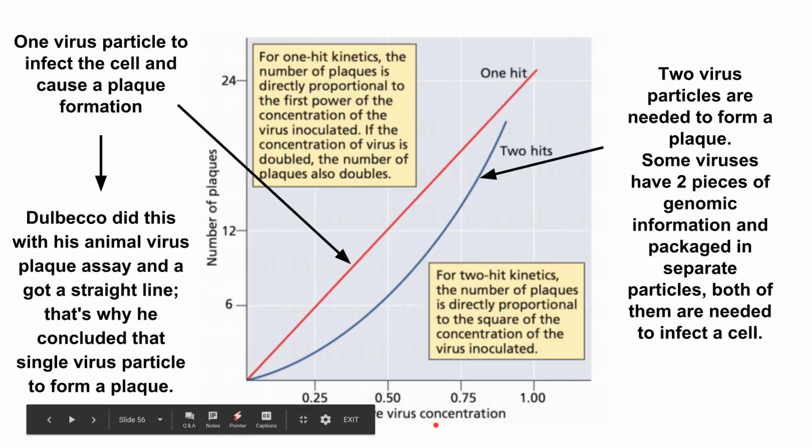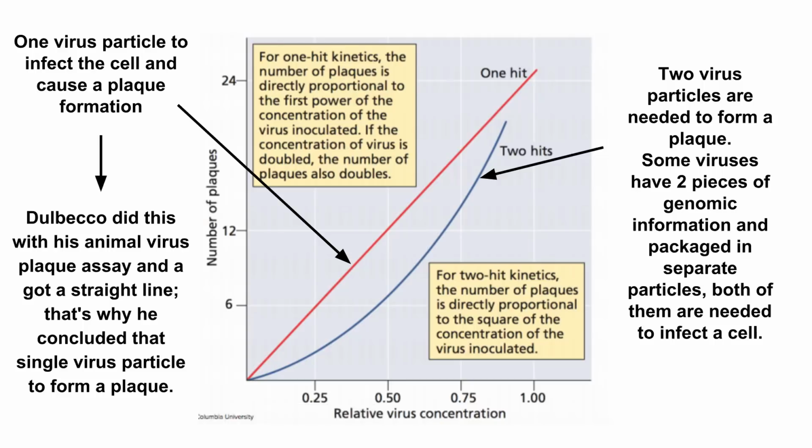على x axis عندي virus concentration شايفين؟ actually مكتوب relative virus concentration relative. وعلى y axis عندي number of plaques. Now you can correlate them to each other. إذا بعرف هاي ممكن أعرف هاي. Alright? فإذا if I know the relative virus concentration I know that the number of plaques and the other way around.